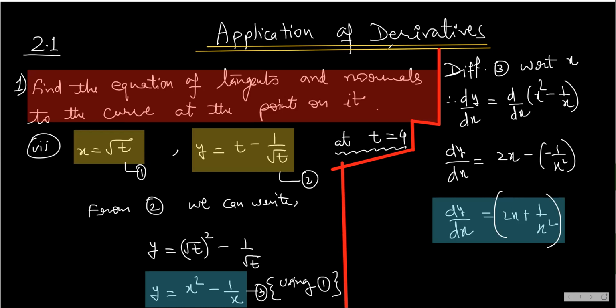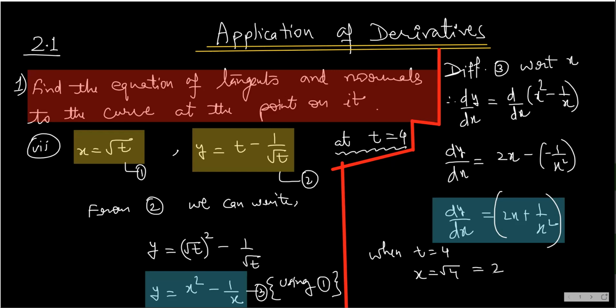So what is that x value? Now see, the point where they need the tangent, they say at that point the t value is 4. So when t is 4, I would calculate what x is. So when t equals 4, x equals square root of 4, that is 2.